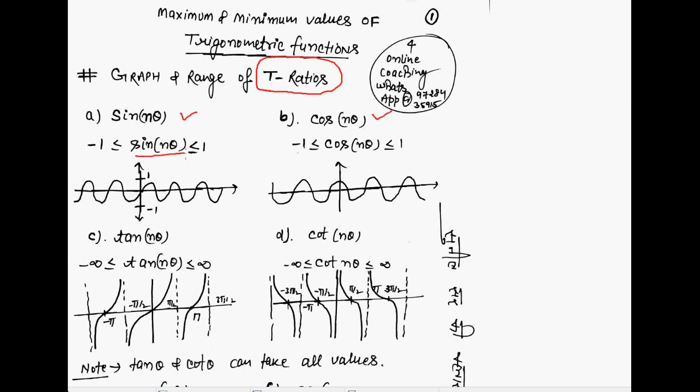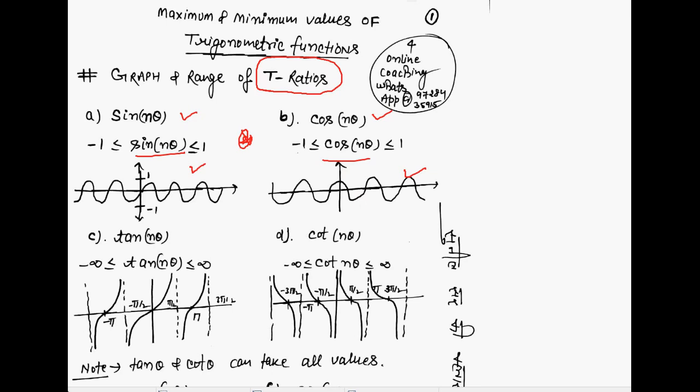Sin theta or cos theta always lies between -1 and 1. This means that sin theta and cos theta can't take values outside -1 and 1. If I say sin theta is equal to 2, it is not possible because this is out of range. It is not defined. These are the graphs of both the functions.